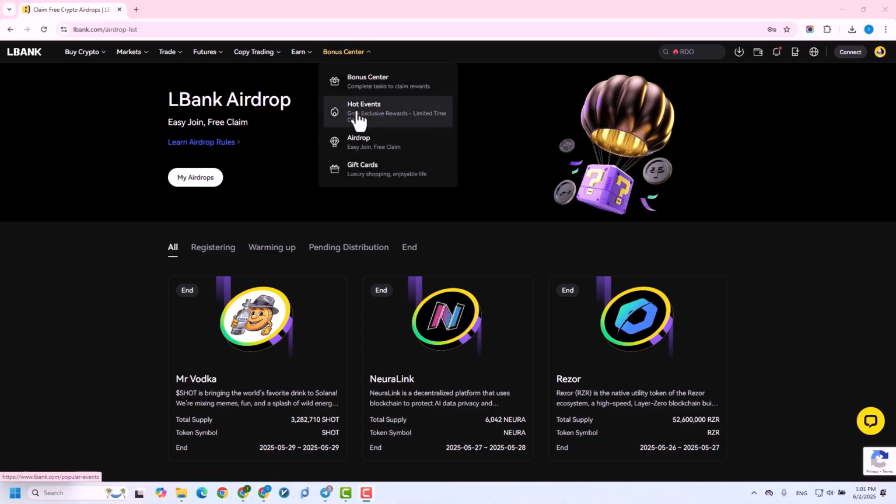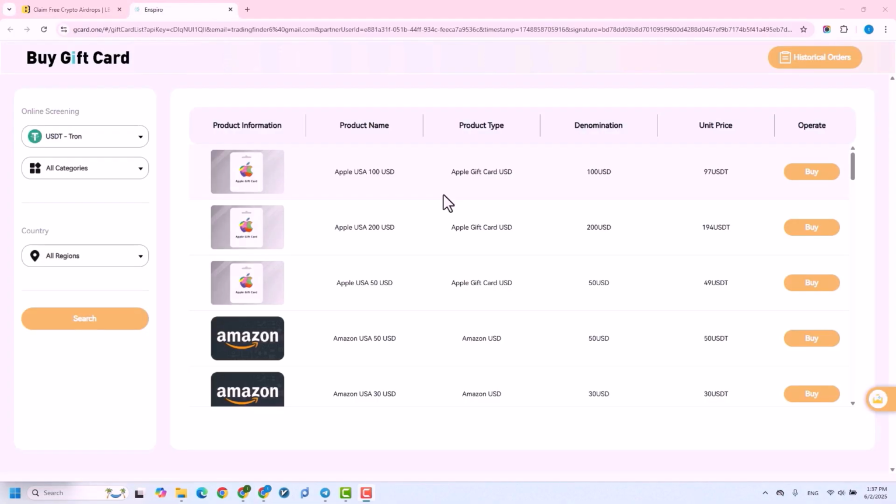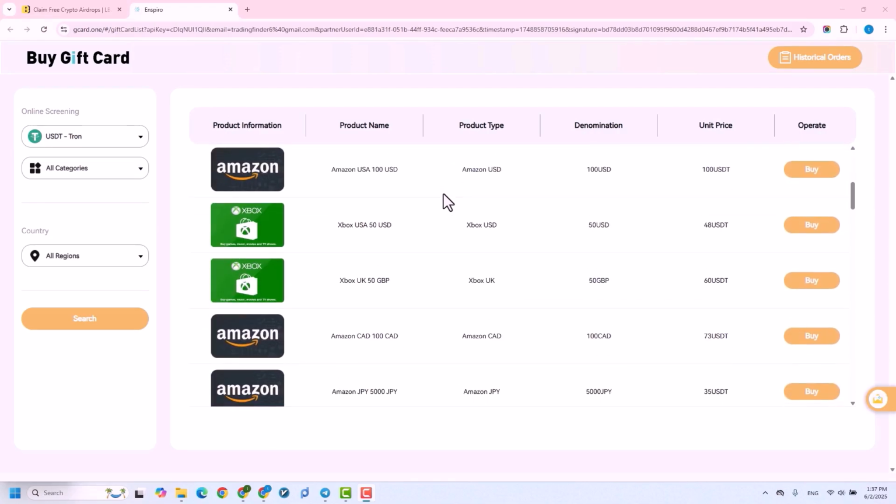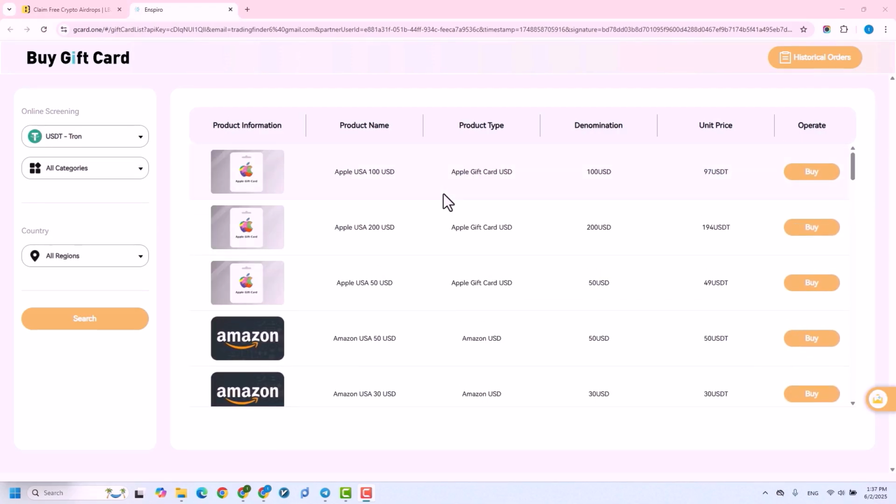The next section is about gift cards. In this part, you can send gift cards in the form of cryptocurrency to others, or use your own gift cards. These gift cards are usually sent as tokens like USDT or BTC, and you can add the balance to your LBank wallet by entering the gift card code.